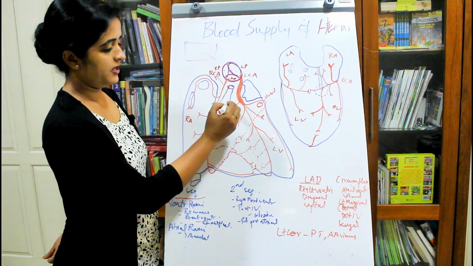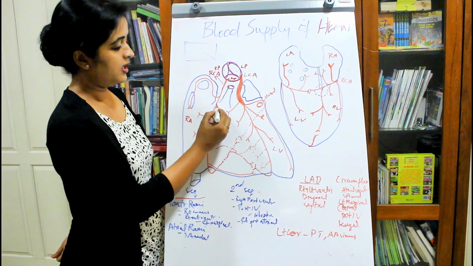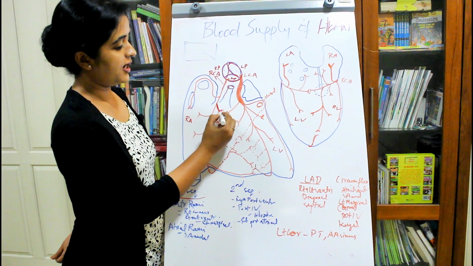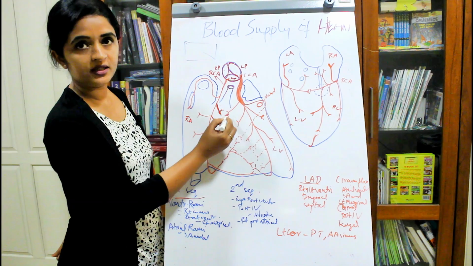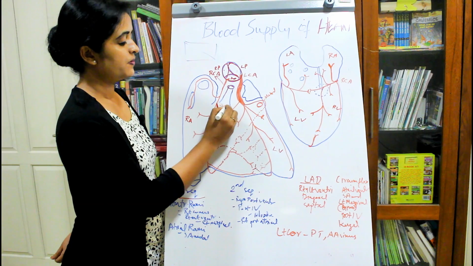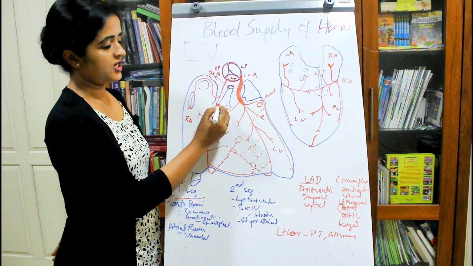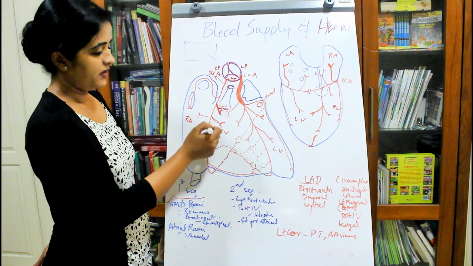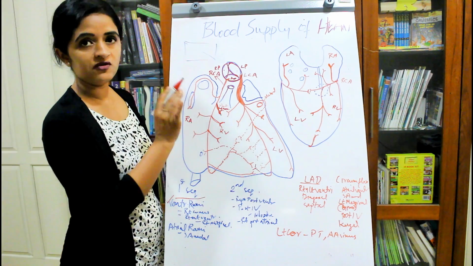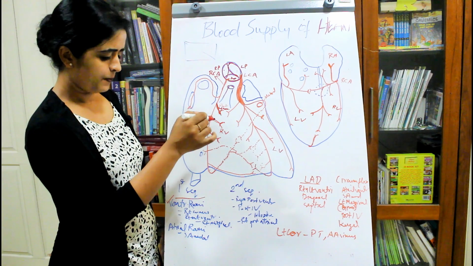Okay, so this is the pulmonary trunk. This region is known as the infundibulum of the right ventricle. So one of the ventricular rami is supplying this infundibulum, and this is known as the right conus artery. So the first branch of the ventricular rami, which is supplying the infundibular region, is known as the right conus artery.